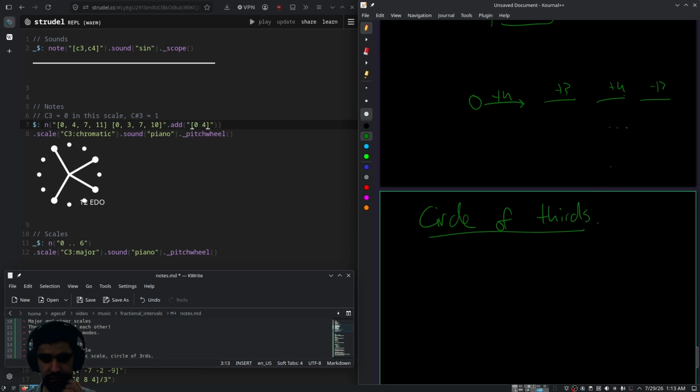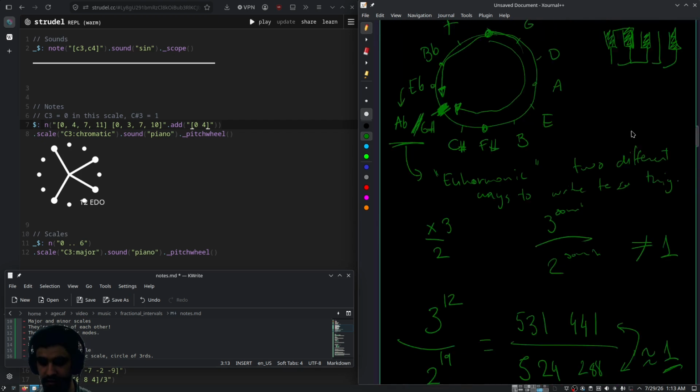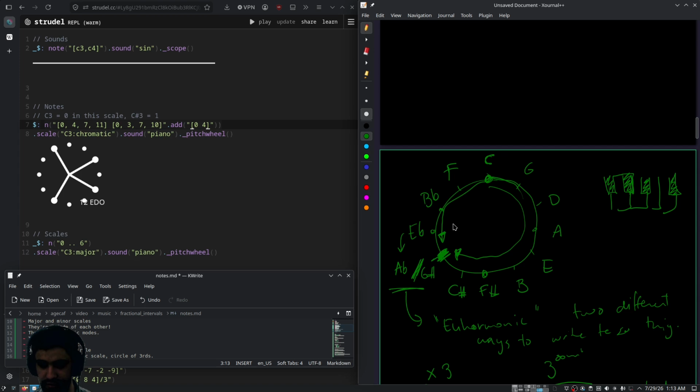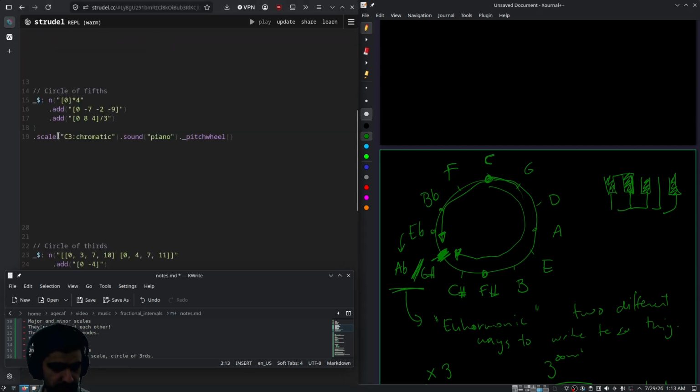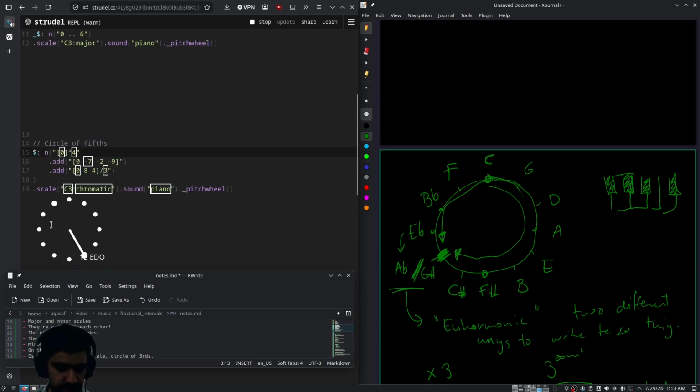So if the circle of fifths is navigating all the notes by jumping by a fifth, it's what we did here at the very beginning. We created all the notes by using the circle of fifths. I don't know if we actually heard the circle of fifths, so I have it over here. This is what the circle of fifths sounds like. So it is quite nice sounding.